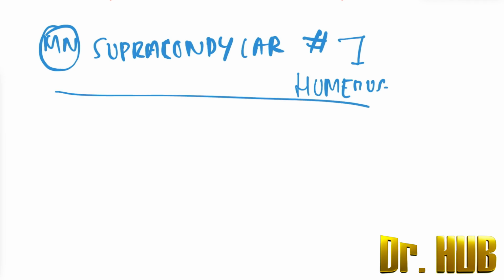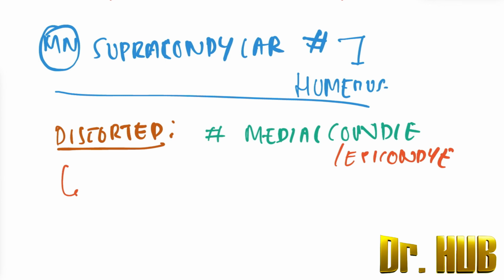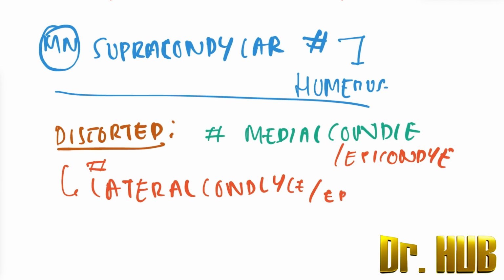So where is it distorted? Distortion is seen in fracture of the medial epicondyle, fracture of the medial condyle and the epicondyle, and also in fracture of the lateral condyle as well as the epicondyle.